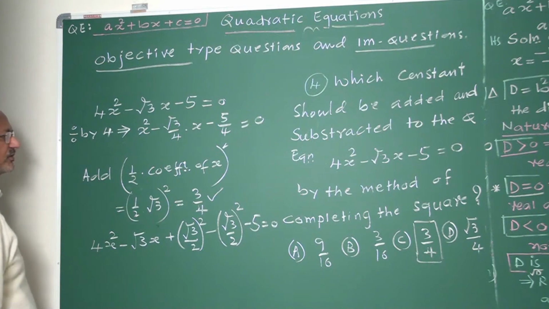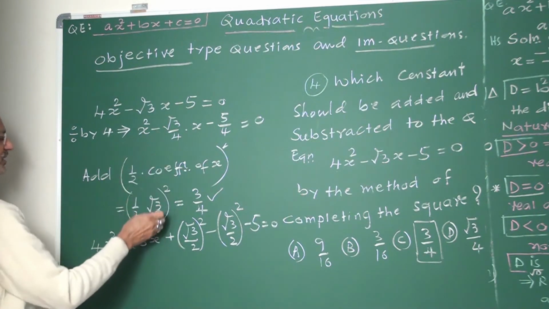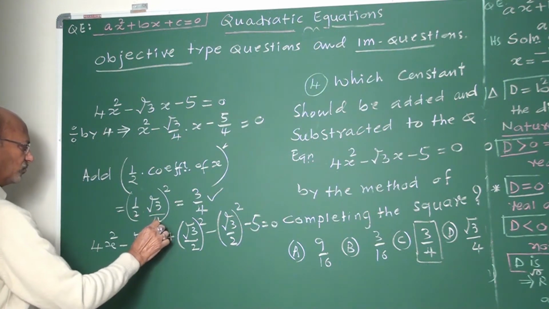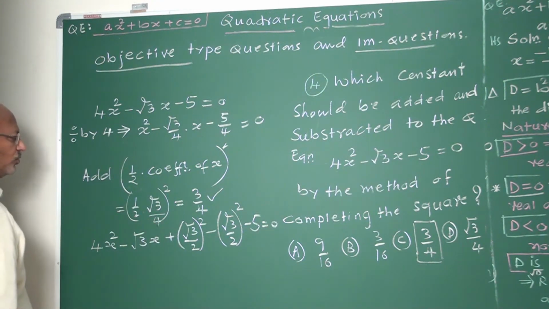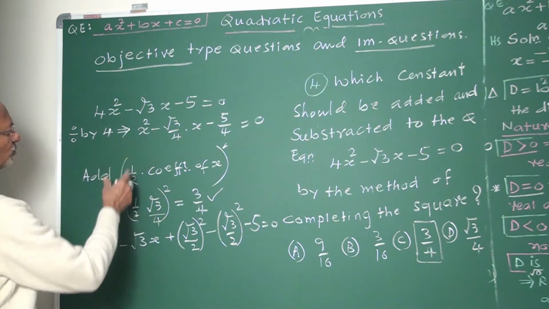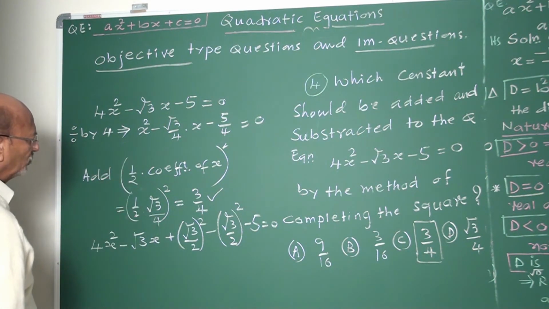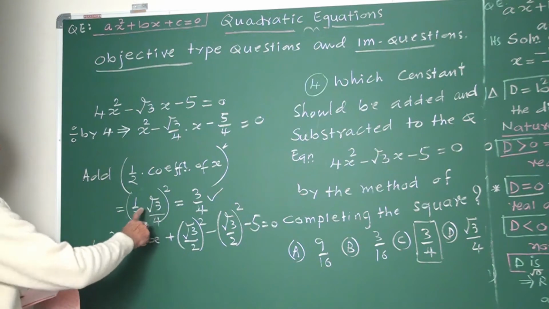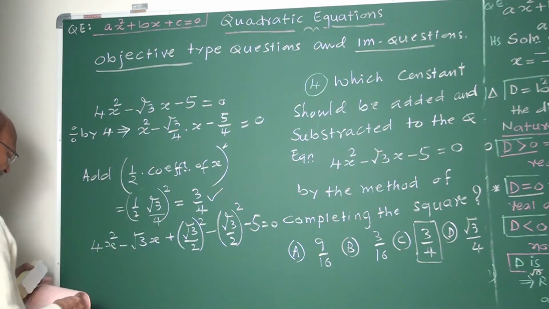What is your coefficient of x now? It is root 3 by 4. Half into root 3 by 2, the whole square. What is it? Tell. This is 3 square.